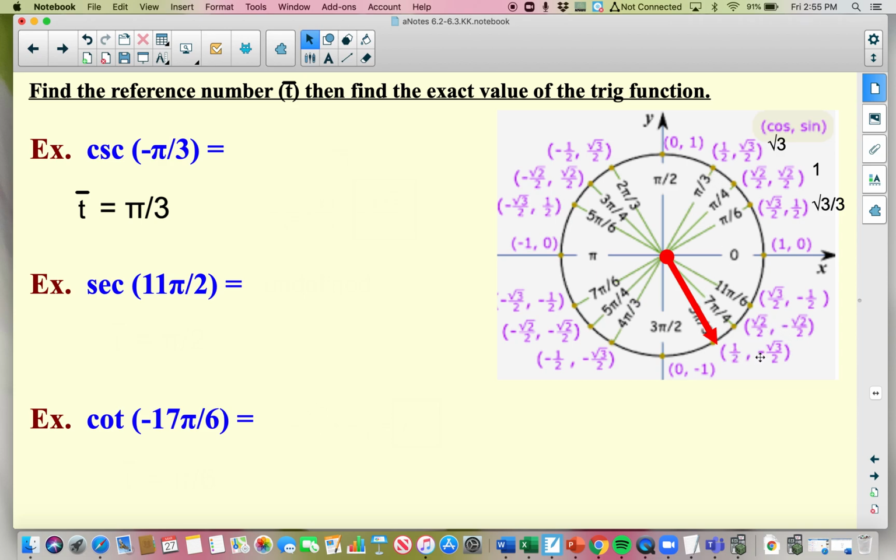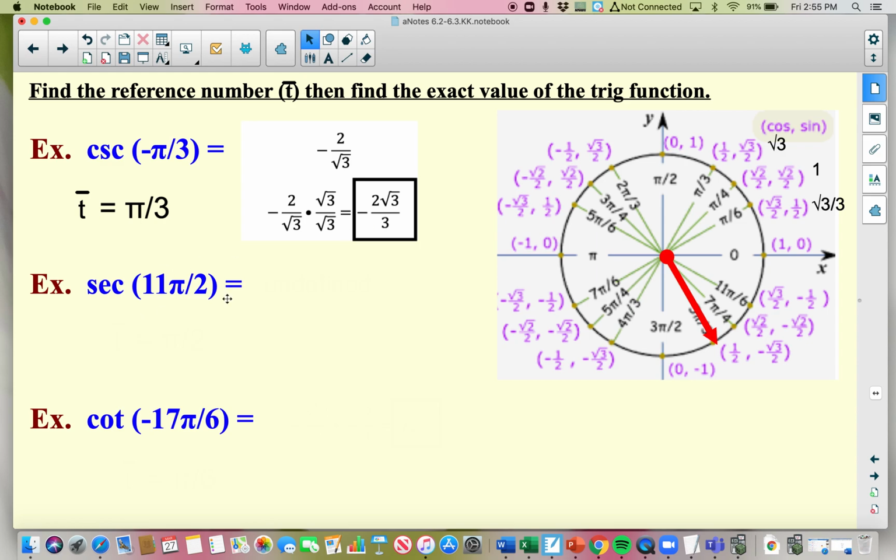So if I take the sine coordinate and reciprocal it, since I'm doing cosecant, that's going to be 2 over the square root of 3, right? Just reciprocal it, and then rationalize that denominator. So I multiply by root 3 over root 3, and you get negative 2 root 3 over 3.